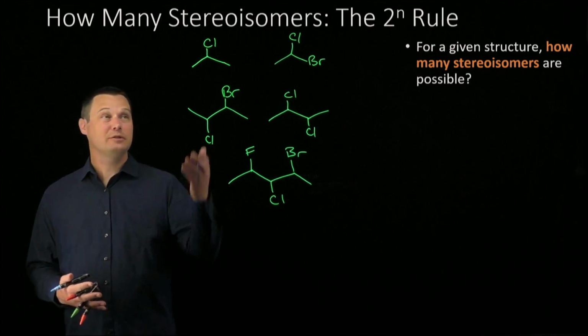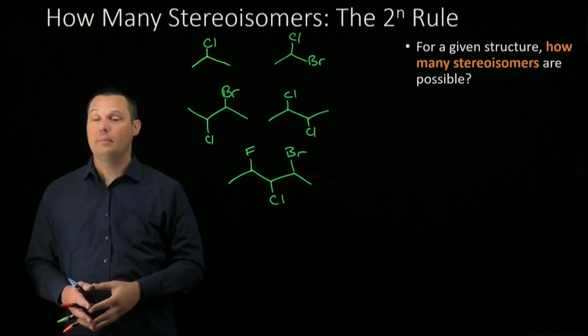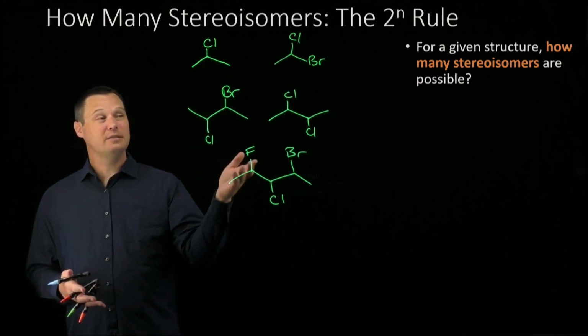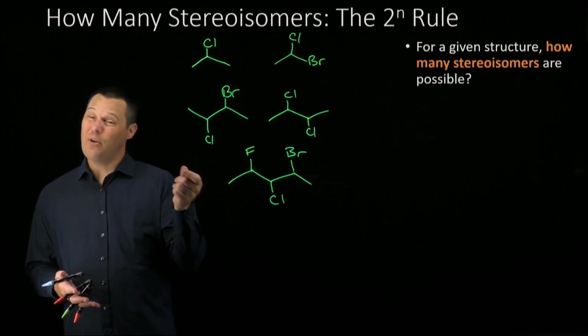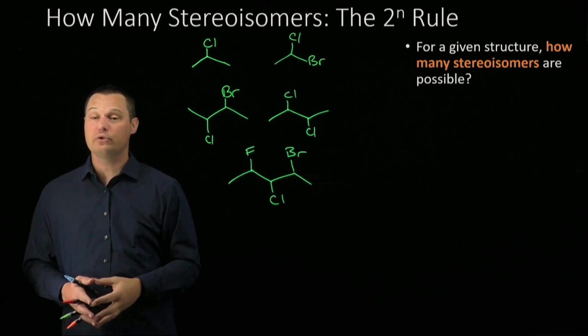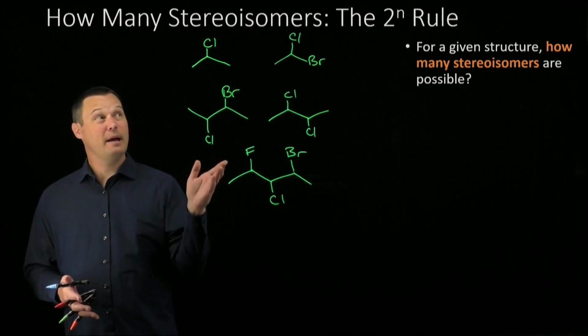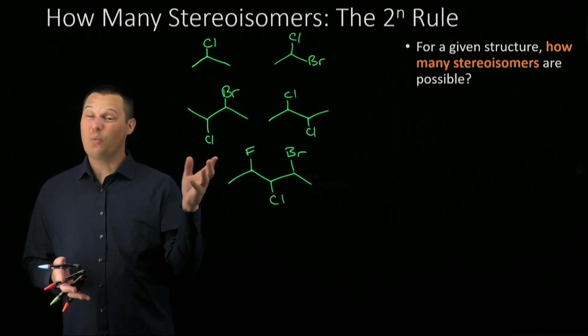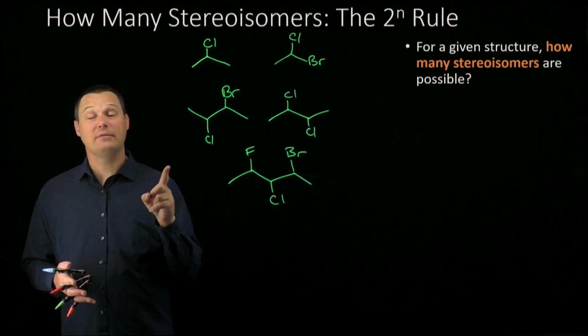With wedges and dashes, there's more than one way to draw a molecule. When we factor in R and S stereocenters, the question is, how many different possible stereoisomers can we draw from the same molecular structure? Let me show you the pattern, the mathematical rule that may surprise you, and the one exception to the rule you always have to watch out for.